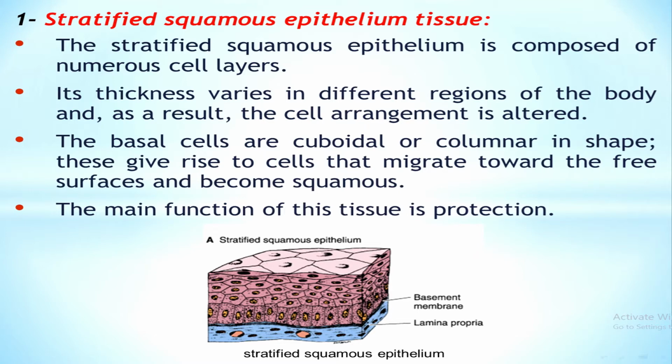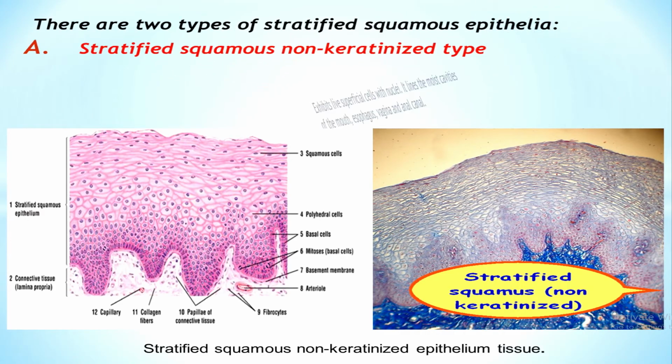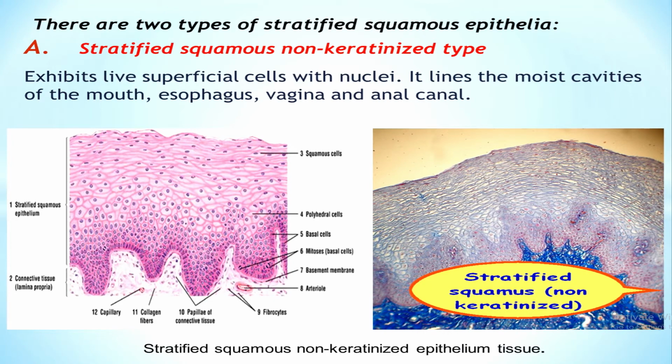And this figure illustrates the stratified squamous epithelium. There are two types of stratified squamous epithelium. First, stratified squamous non-keratinized type, which exhibits live superficial cells with nuclei. It lines the moist cavities of the mouth, esophagus, vagina, and anal canal. This is the stratified squamous non-keratinized. There is no keratin in the surface layer.